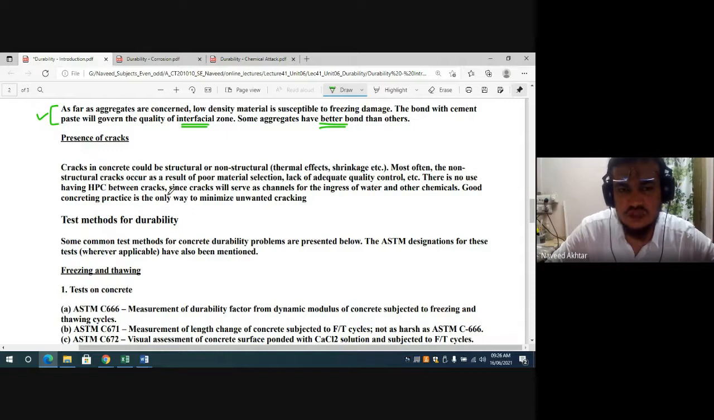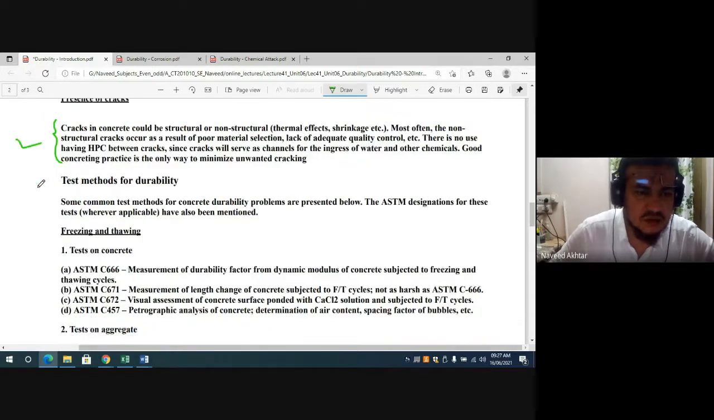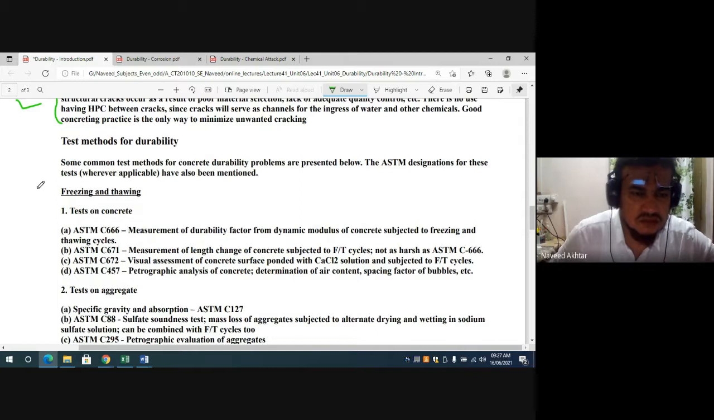There is no use having a HPC with cracks, since cracks will serve as a channel for the ingress of water and other chemicals or gases, and that will affect the durability of your concrete. So this is also a very bad impact of cracks already present in the concrete.